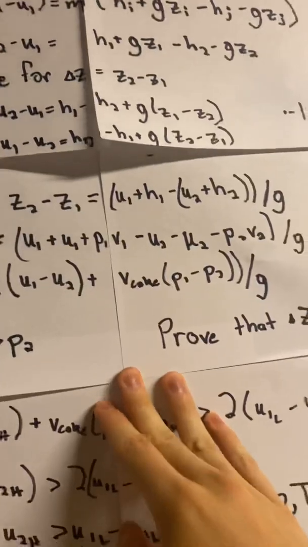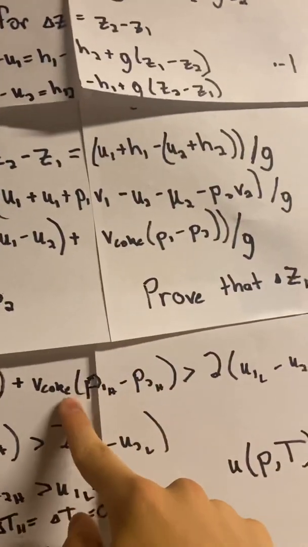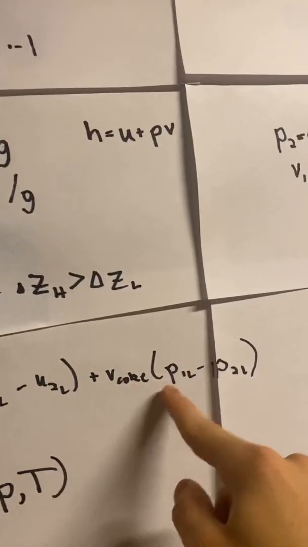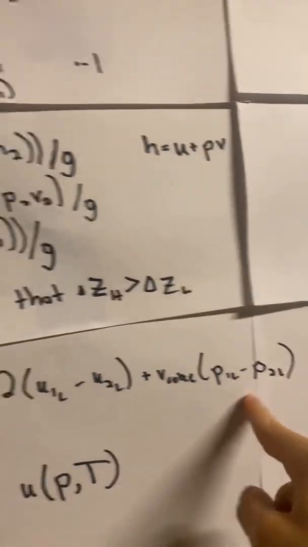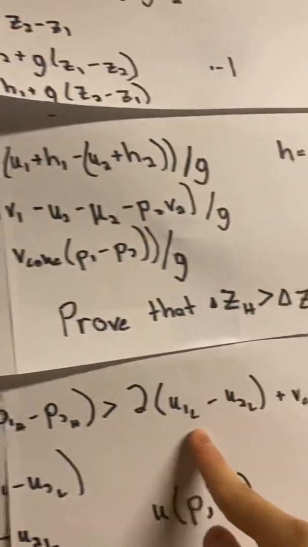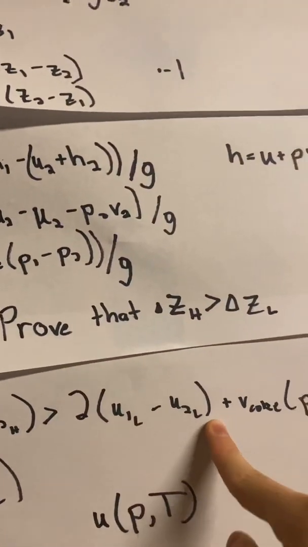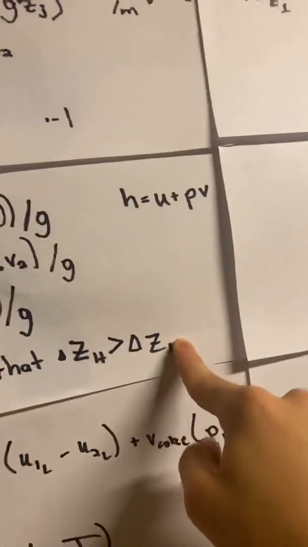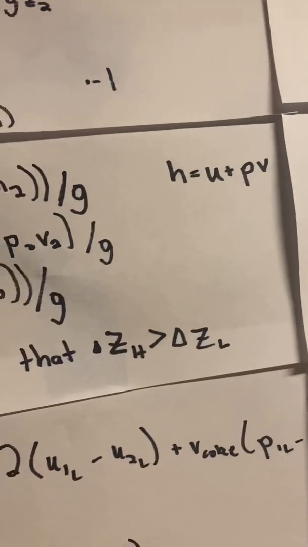So first we're going to split it into 2, make it a bit easier on ourselves. So if we prove first that V coke times P1H minus P2H is greater than V coke times P1 low minus P2 low, and then we prove 2 times U1H minus U2H is greater than 2 times U1L minus U2L, then this statement is true, which means that this statement is true as well, which means that delta Z hot is greater than delta Z low.